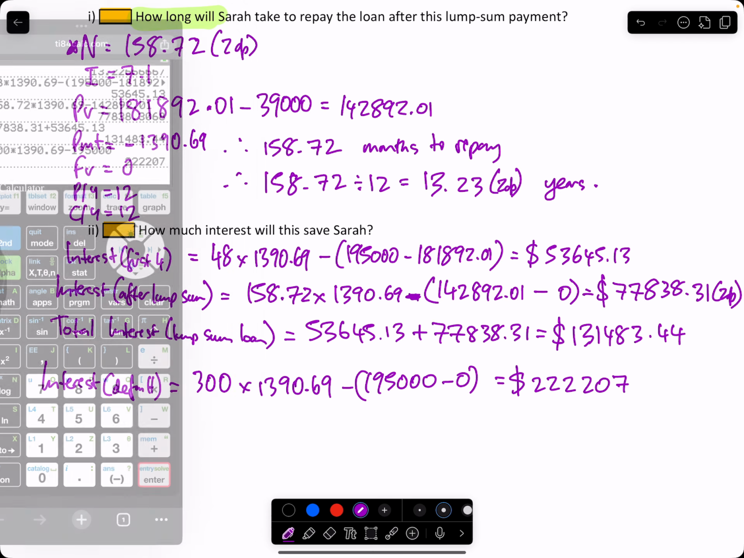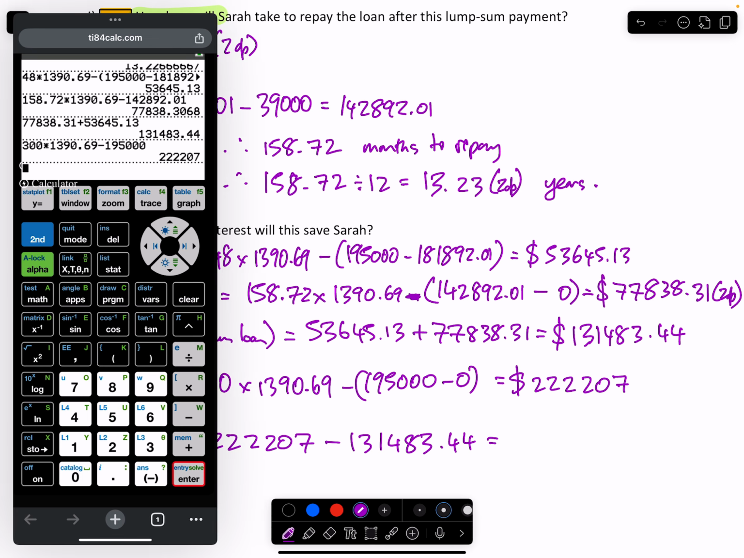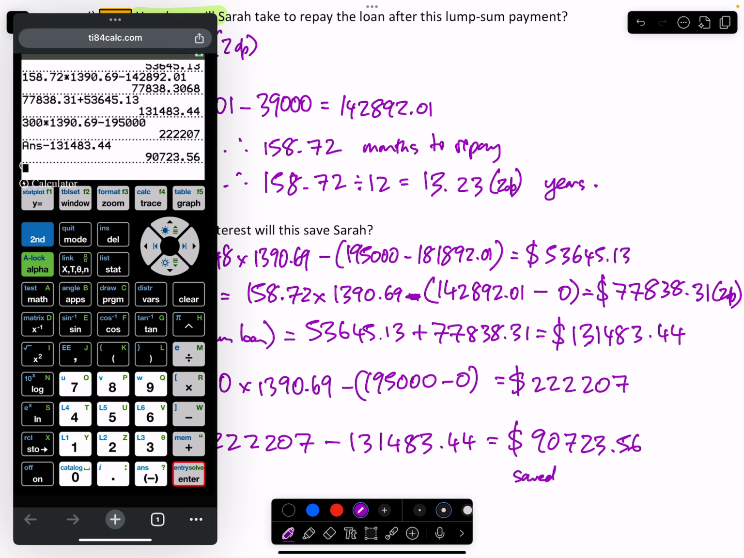So interest saved is going to be the default amount minus what she paid by having the $39,000 lump sum. That number, take away 131,483.44. She's going to save $90,723.56 saved by paying the lump sum.